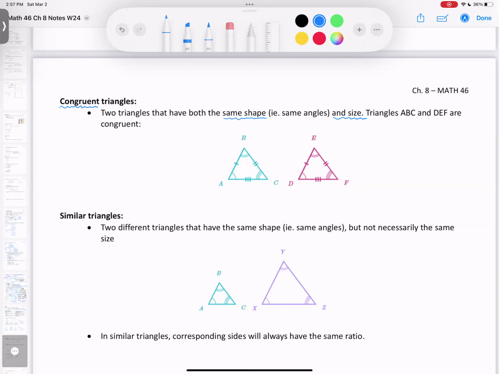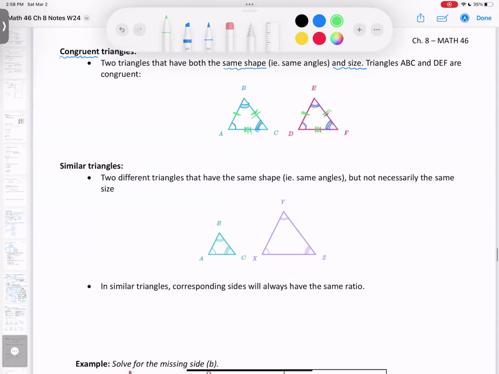If you look at the denotations there, we're saying angle A is the same as D, B is the same as E because it has double lines, and then with our triple lines, angle C is the same as angle F. And if you look at the side length markings, it's also showing that this side length equals this side length. This one here equals this one, and the third ones are identical too. So those are congruent triangles.